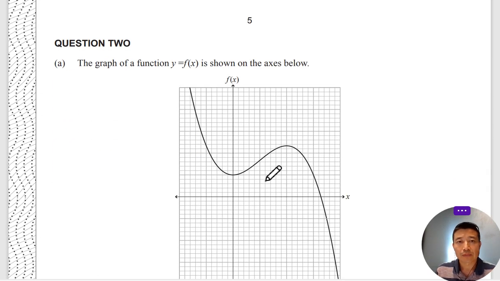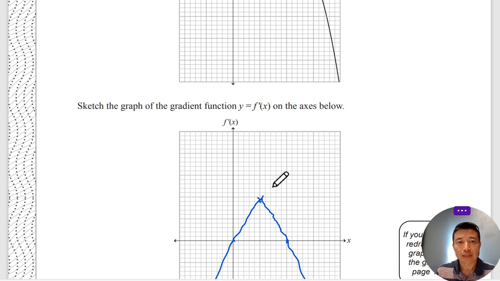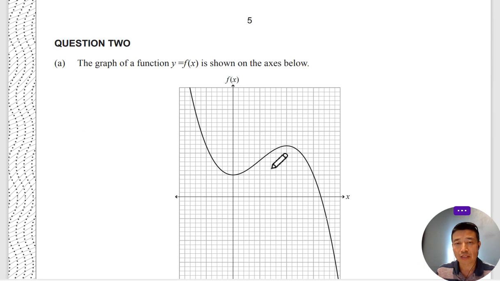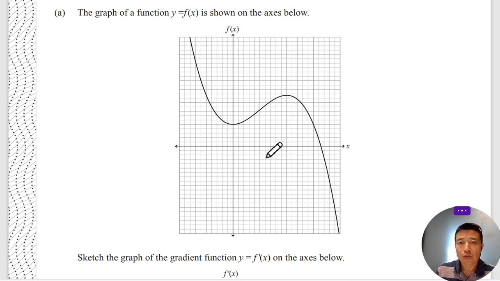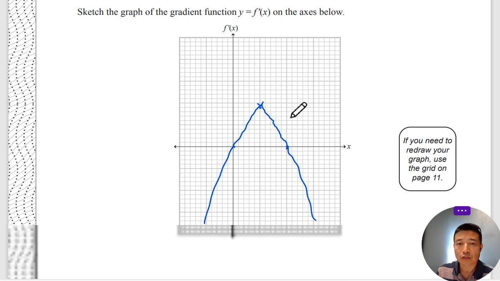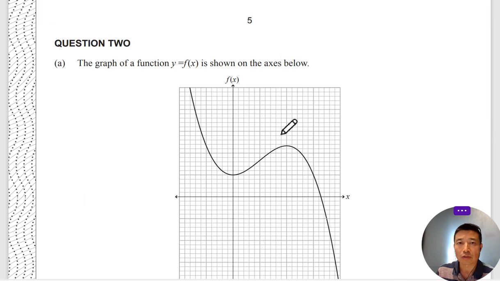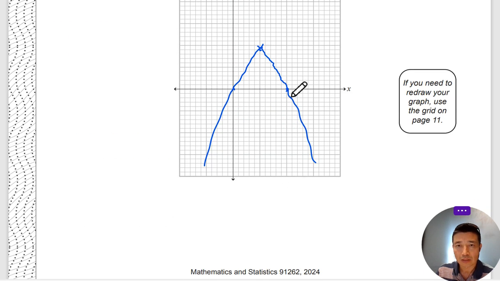Next, the graph of a function is shown on the axis below, and we sketch the graph of the gradient function. So you differentiate this. So what you have to show is that stationary points or turning points should be x-intercepts. So you have to line them up. So when x is 0 and that, right, there should be 0 x-intercept.